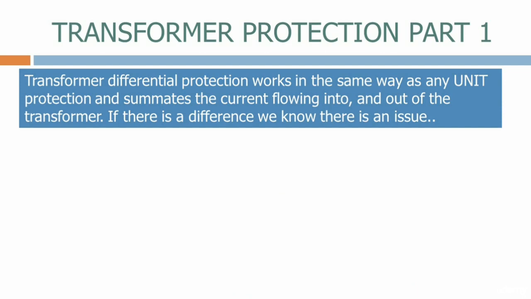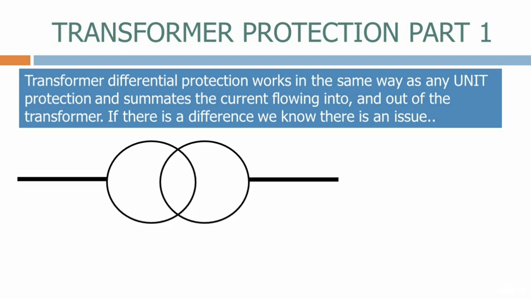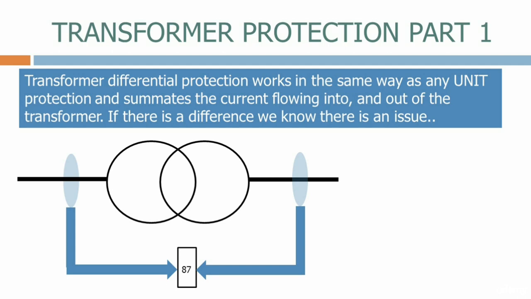Transformer differential protection works in the same way as any unit protection, and so measures the current flowing into and out of the transformer. If there is a difference, we know there's an issue. Here's a single-phase transformer. All we need to do is to put current transformers on the primary winding and the secondary winding, and connect them both to a differential relay to measure the difference in the currents.